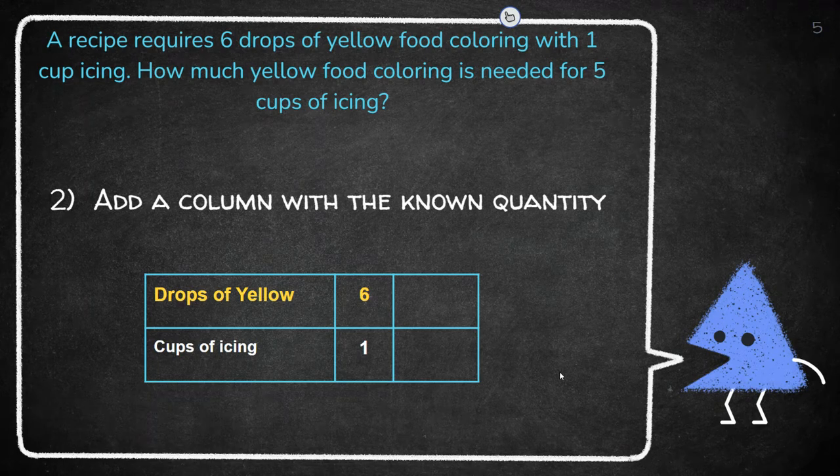So we know the original rate is 6 drops of yellow food coloring to 1 cup of icing. Now they gave us the next part, which is cups of icing. How many cups of icing did they give us? 5. So we can fill in that known part in order to solve for the missing part.